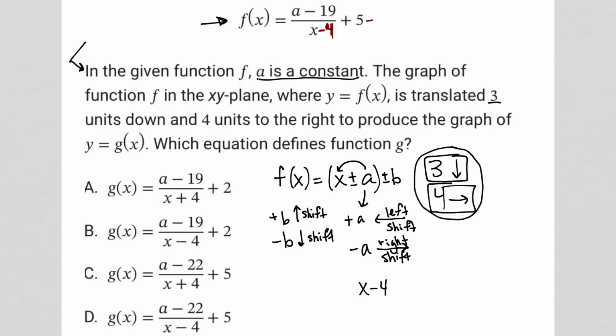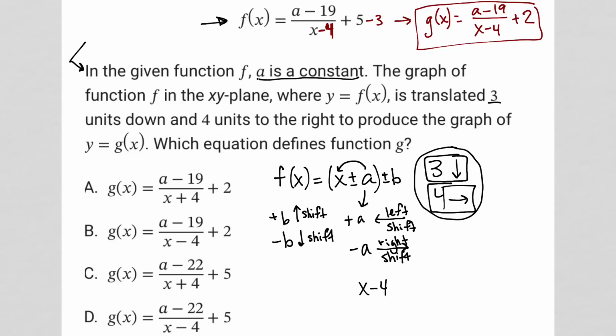So minus 3. When we simplify this new function, we have now g of x, because g of x is f of x after making these shifts. My a minus 19 is not changed at all. I now have an x minus 4 in the denominator, and 5 minus 3 is positive 2. So this becomes a plus 2. There's my answer, right?